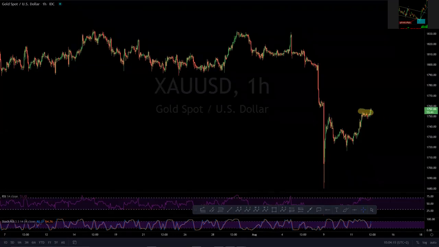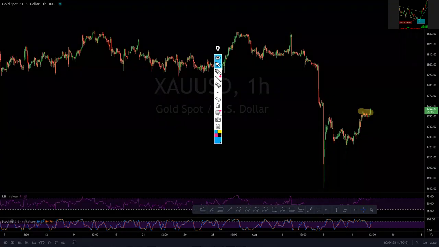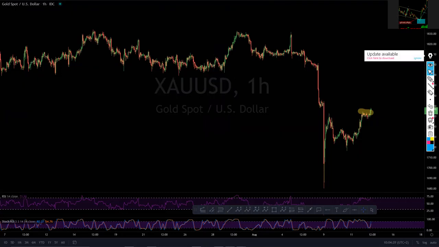Okay, I'm just trying to get my annotation tool here. Give me a second, guys. Right. So gold also reset. One second, please. There we go. Gold also reset. Okay, so gold also reset here.